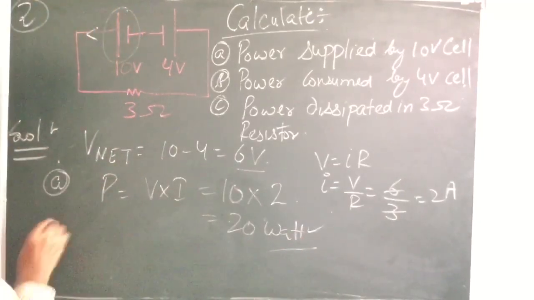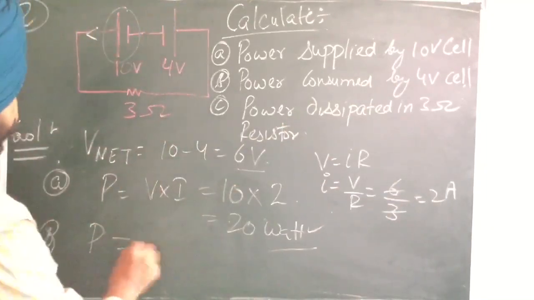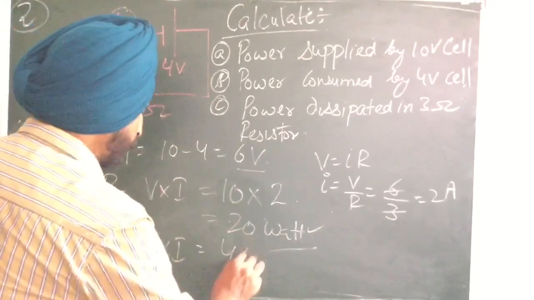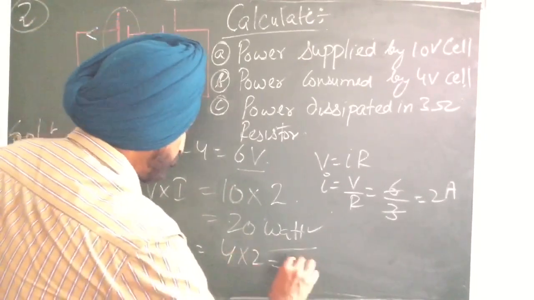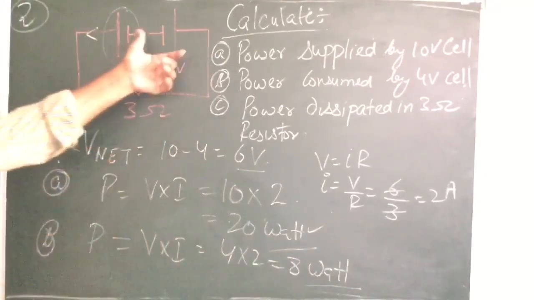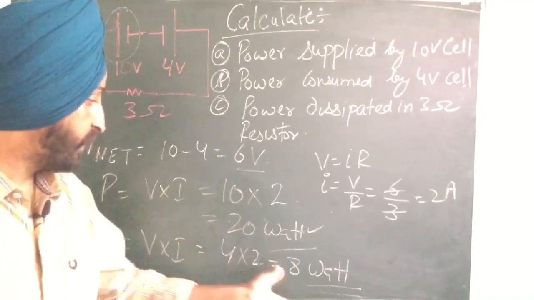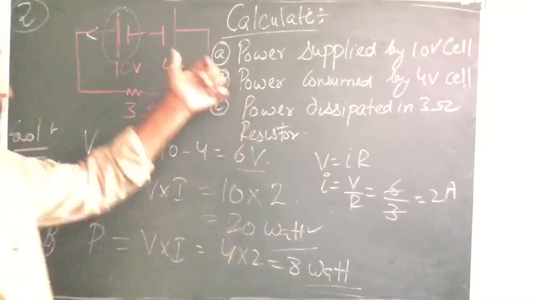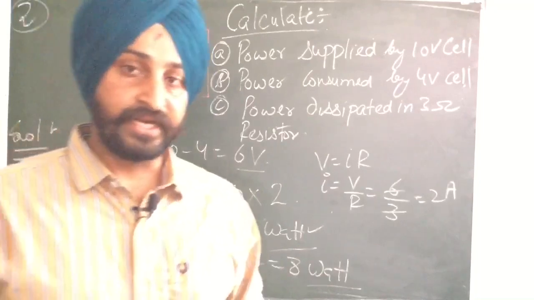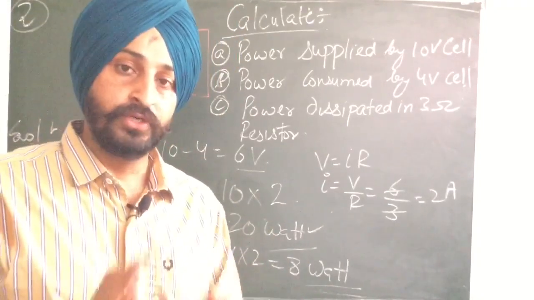And second is, what is power consumed by the 4 volt battery? So the power which it is consuming would be equal to its potential, that is 4, into current. So it would be 8 watt. So 8 watt is power that is being consumed by this battery. 20 watt is total power that is produced, and out of that 8 watt is the power which is consumed by this battery. So net power that is actually here in this circuit will be equal to 20 minus 8, fine, that is equal to 12 watt.